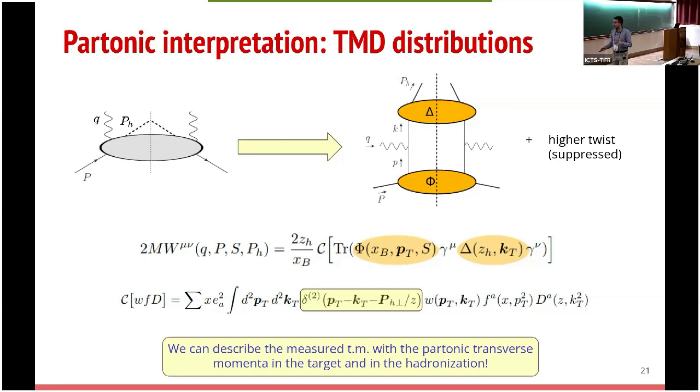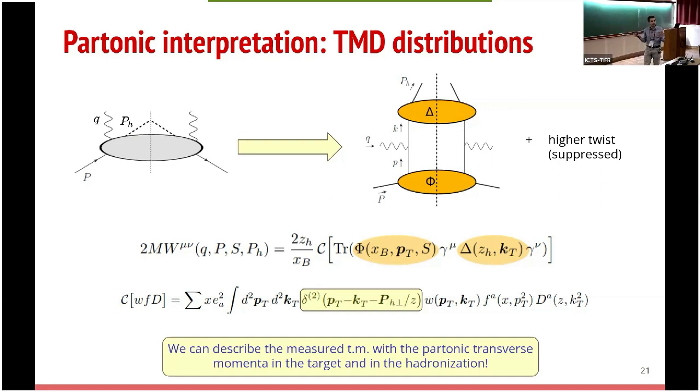The even more important thing to notice is the role of the delta function. The delta function tells you that if you combine PT, the transverse momentum of the quark in the target, and KT, the transverse momentum of the quark which is hadronizing, you reconstruct pH perp, which is what you measure. So you get a number from the experiment for this variable, okay? So this formula here actually allows you to connect what you measure in the transverse momentum with the transverse momentum physics in the target and in the hadronization part. Okay, so this is very important.